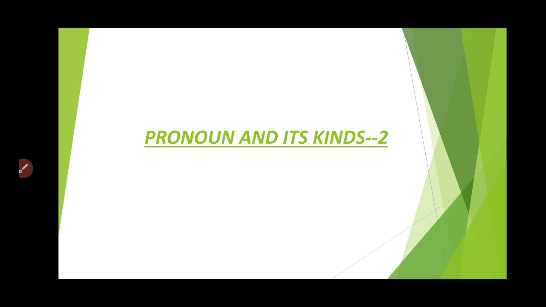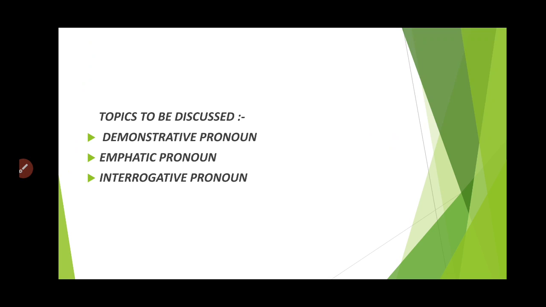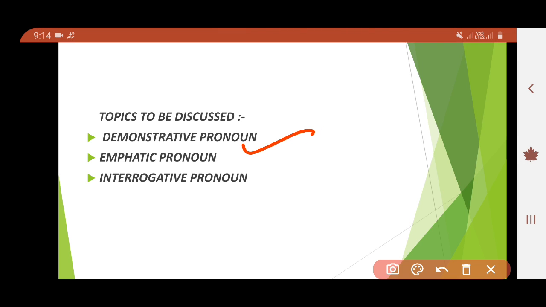So in our part 1 we have learned what is pronoun, what are the kinds of pronoun and explanation of some of the kinds. Yes or no? We have learned personal pronoun, possessive pronoun, reflexive pronoun. So today we will learn some more kinds of pronouns. Let us begin. The pronouns that we are going to discuss today are demonstrative pronoun, emphatic pronoun and interrogative pronoun. Okay, these three types of pronoun we are going to discuss today.